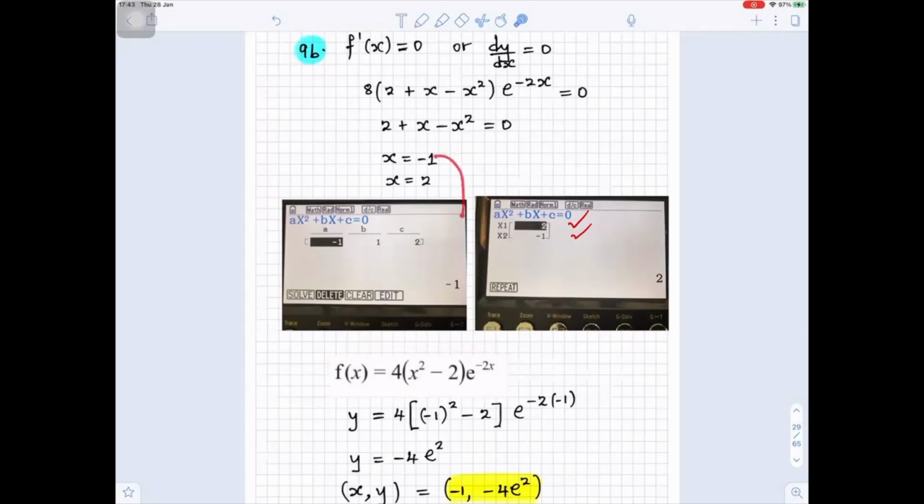So we'll substitute -1 first. That gives you 4 times bracket -1 squared minus 2 bracket close times e to the -2 times -1. Put that in your calculator, you get -4e squared. So the point is -1 comma -4e squared, and it says exact value. That's why there's no decimal. It's no decimal because we want the exact value.